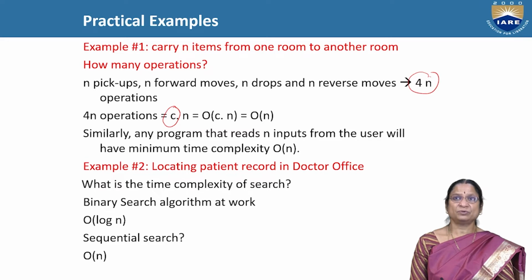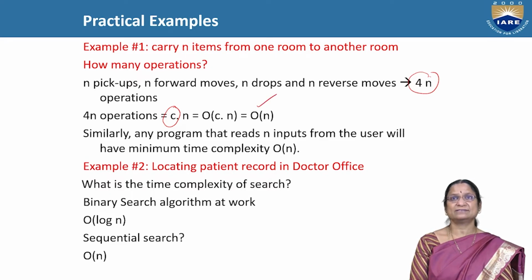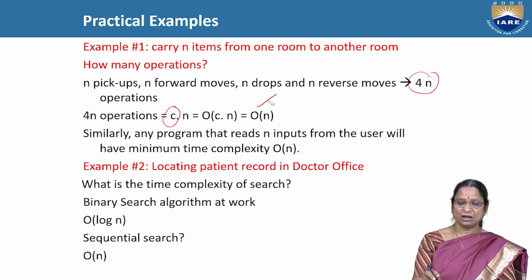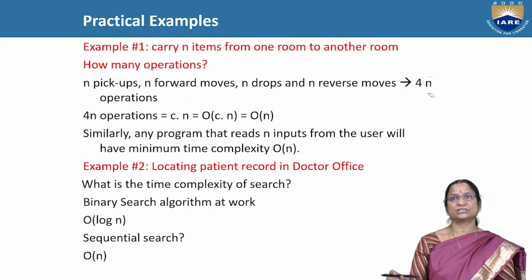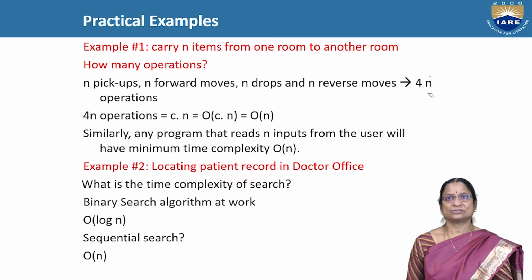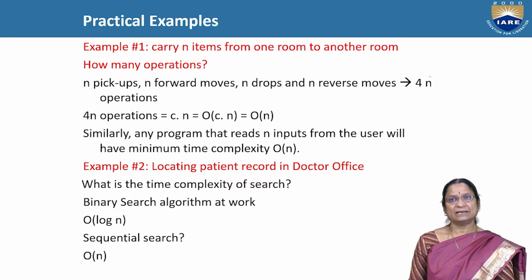So that's why if a growth function is represented as order of Cn, we will represent that the constant keeps on changing. So it may be considered as a generalized one, order of n. It is a linear function. That means any program that reads an input. This is an example of how to find the growth function in normal applications also. For example, another example we can consider is locating a patient record in a doctor's office.